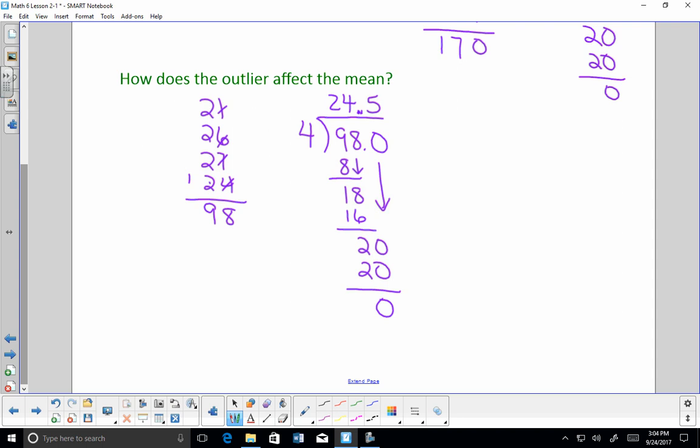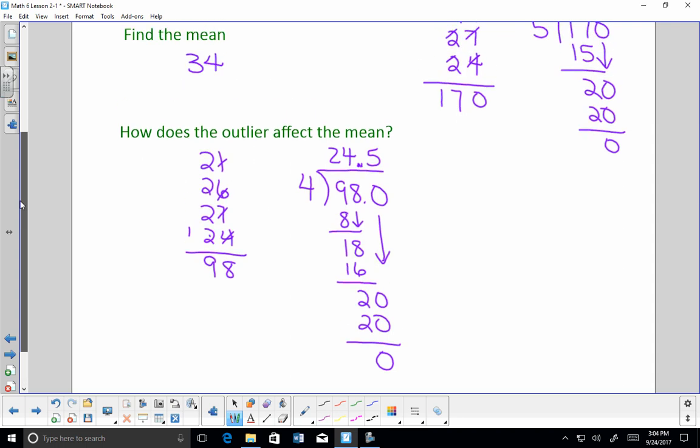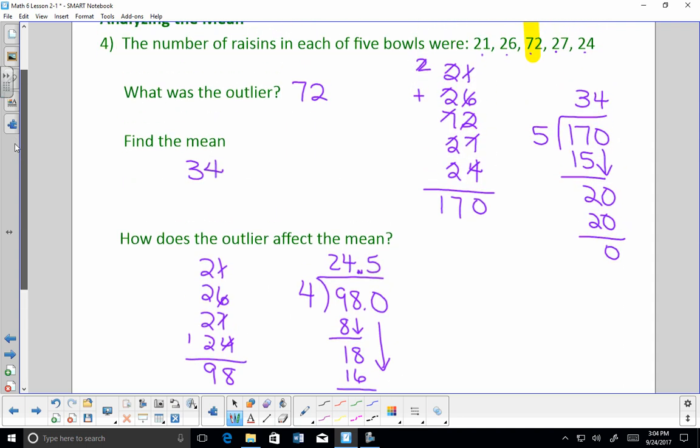So if we were to evenly distribute our raisins, we'd have to put 24.5 raisins in each bowl so everybody would have the same number of raisins if you take the outlier out. So how does the outlier affect the mean? The outlier increases the value of the mean. Okay? The outlier increased the value of the mean, which makes sense.